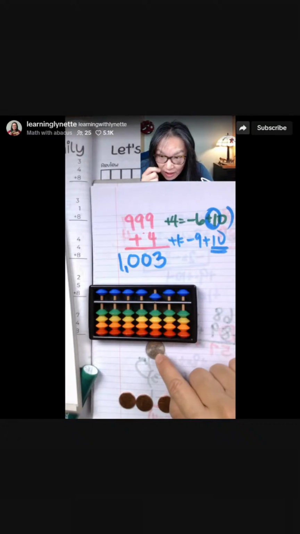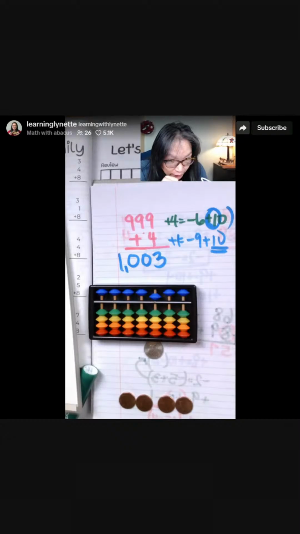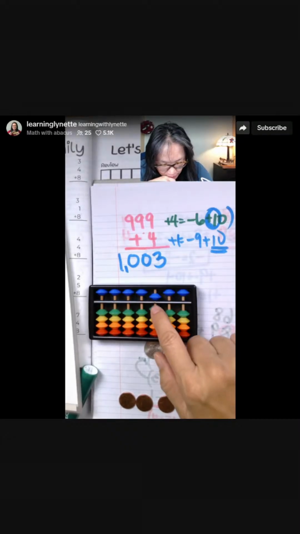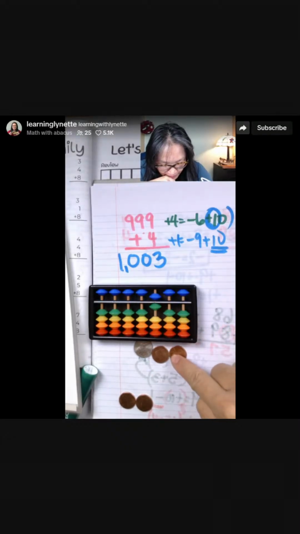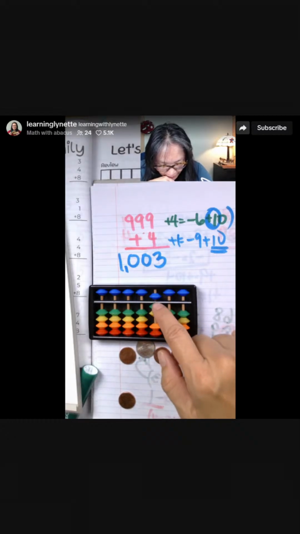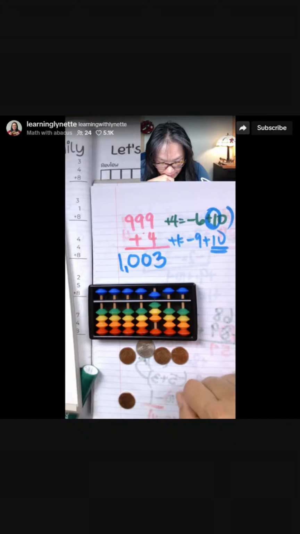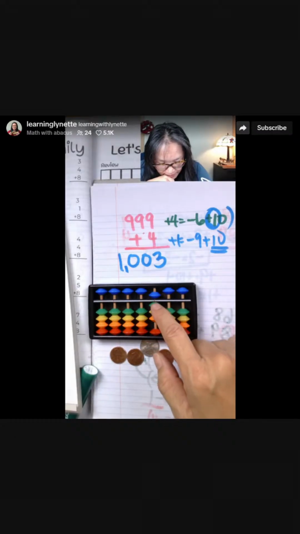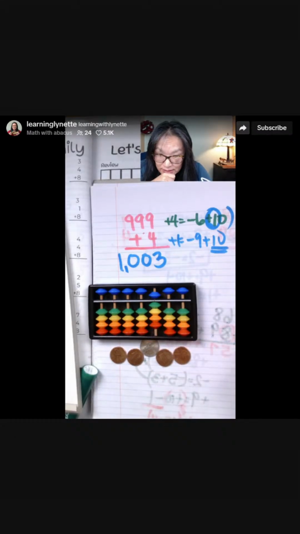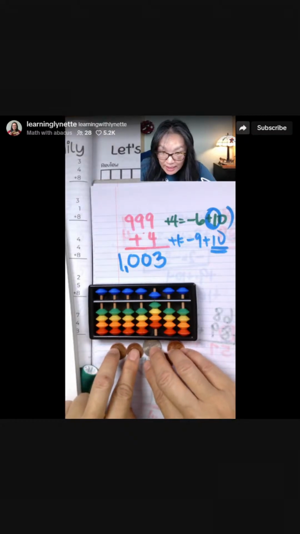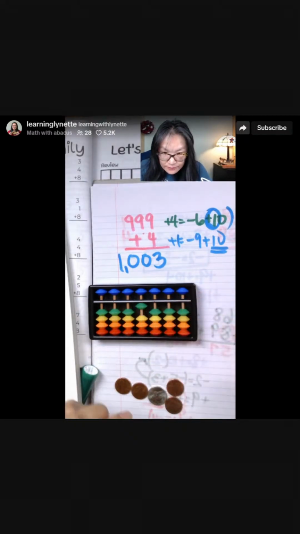Then we have 6: 5, 6. We have 7: 5, 6, 7. We have 8: 5, 6, 7, 8. And then we have 9: 5, 6, 7, 8, 9. Does that make sense, Jesse? So then what we're going to do is we're going to do 10. 10 is this. That's what 10 is. That's it.